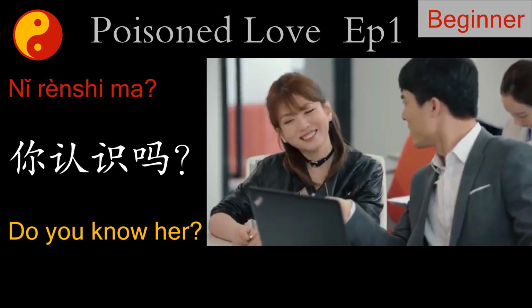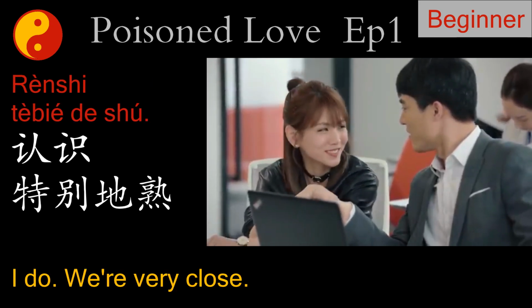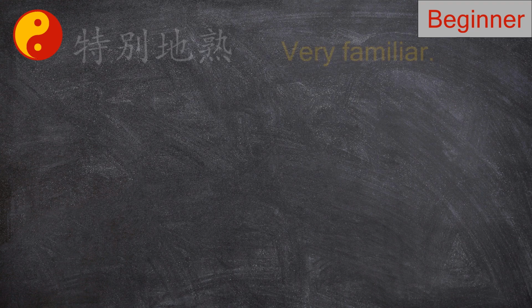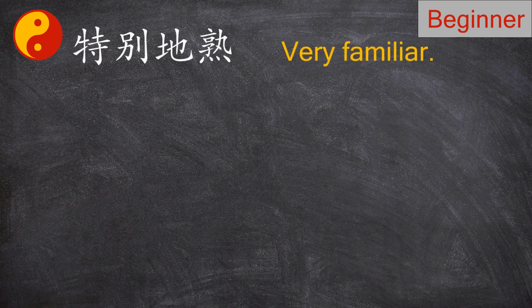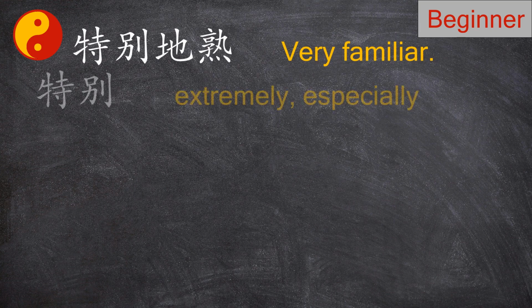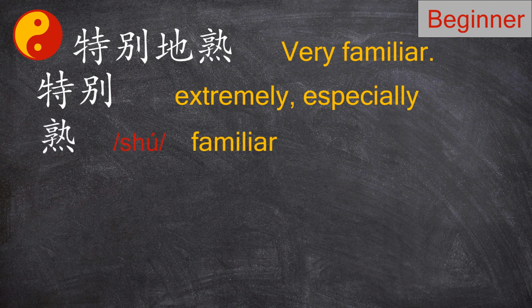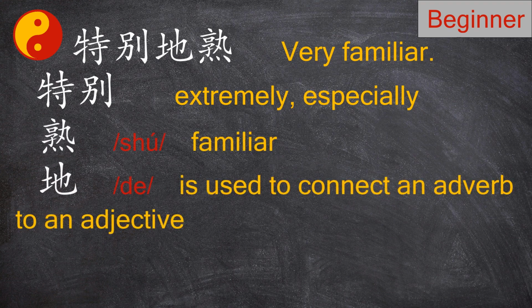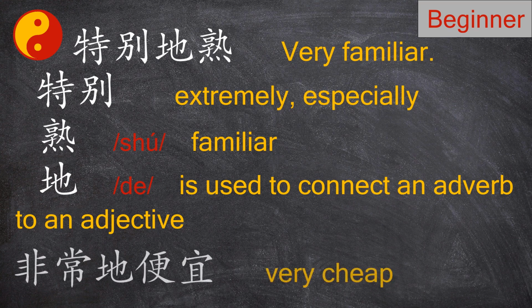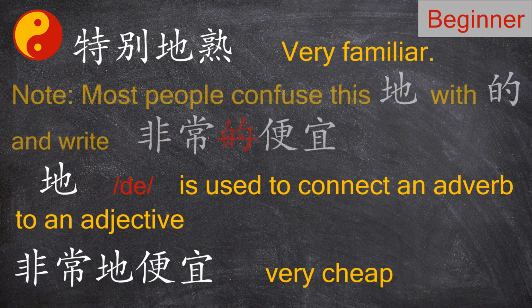你认识吗？认识，特别的熟。哦，挺好的，挺好的。特别的熟 very familiar. 特别 means extremely, especially. 熟 means familiar. The 的 is used to connect an adverb to an adjective. For example, 非常的便宜 very cheap. Remember, most people confuse this 的 with 白手的 and write 非常的便宜, which is incorrect.